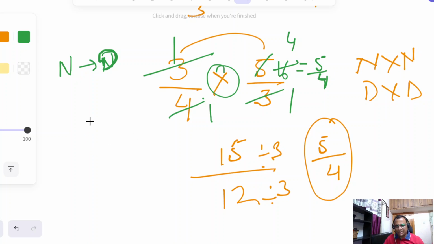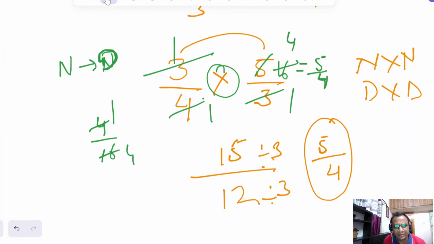Or if this would have been like 4 upon 16, I can even cancel the numerator and denominator of the same fraction. Either you can cancel the numerator and the denominator of the same fraction, or of different fractions, it is fine. And the concept we follow in multiplication is just multiply the numerator with the numerator, denominator with the denominator.